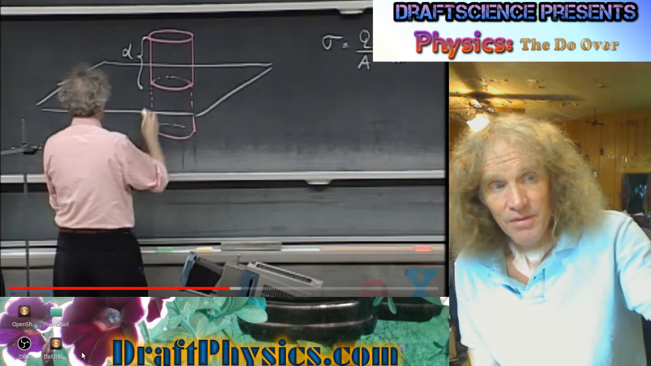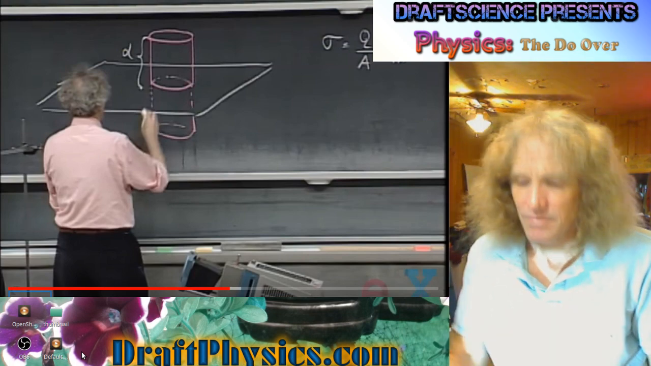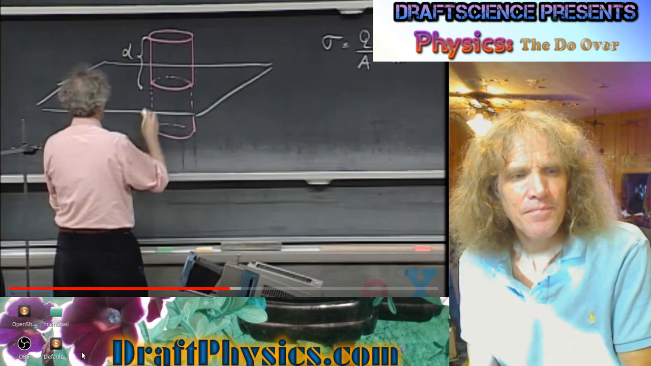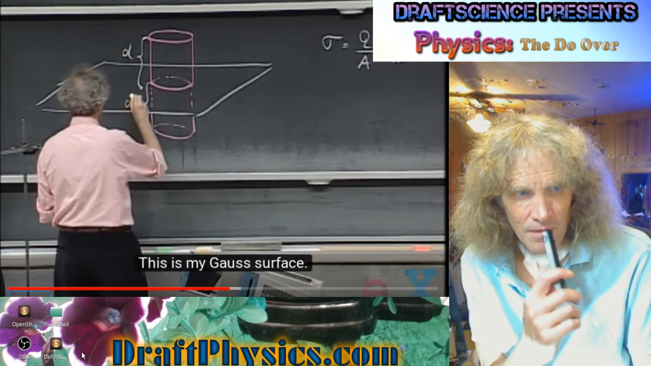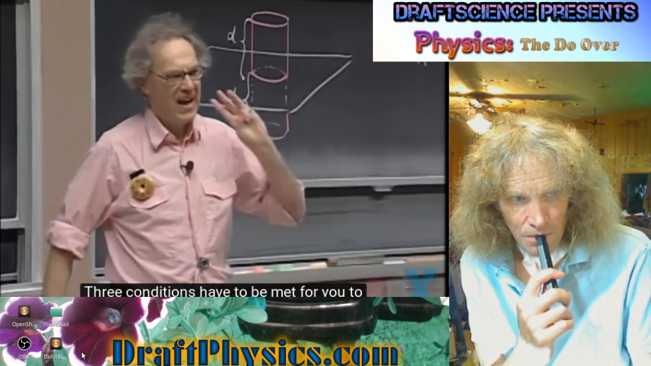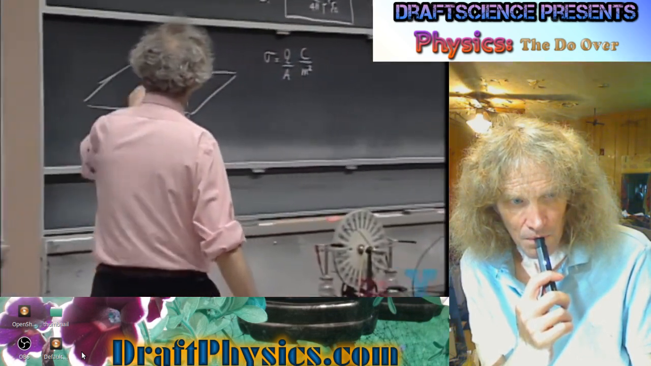And the line is going to be, everything's the same. Doesn't matter how long the line gets, it's always the same answer. This is my Gauss surface. It is a closed surface. Three conditions have to be met for you to be able to calculate what the E vector is at that location D.